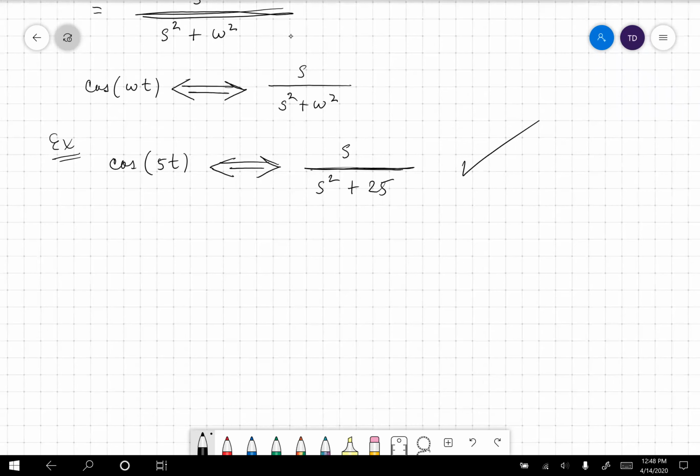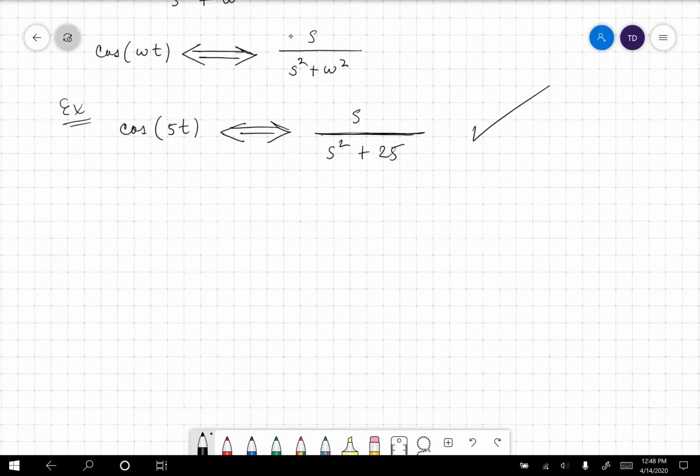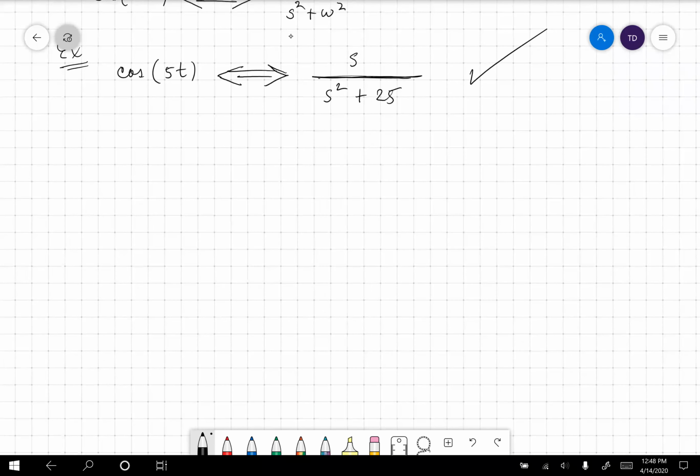Okay, so those are the transform properties I'm going to start with. There are several others in the table that I could prove to you, but I prefer to spend our time looking at the properties and having those properties, and then with those properties, figuring out what the Laplace transforms of those functions are.